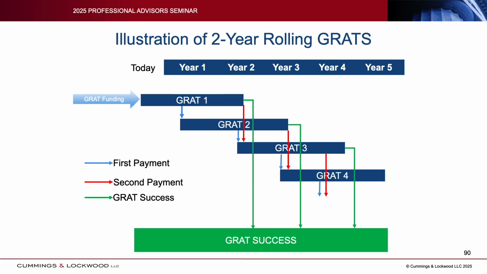At the end of year two, GRAT 1 is going to terminate. We're making the second annuity payment. That's going into GRAT 3. And then the balance is going into the GRAT Success, the remainder beneficiary vehicle. The second payment out of GRAT 1 is also going to fund GRAT 3. And we're just going to keep rolling. As these payments come out every year, you just keep putting them right back into another GRAT.